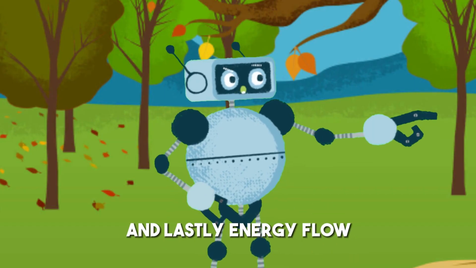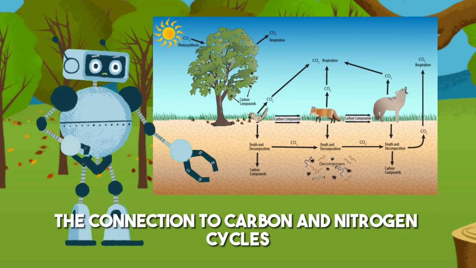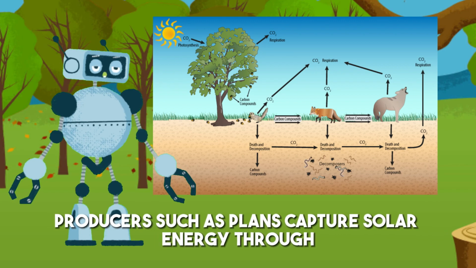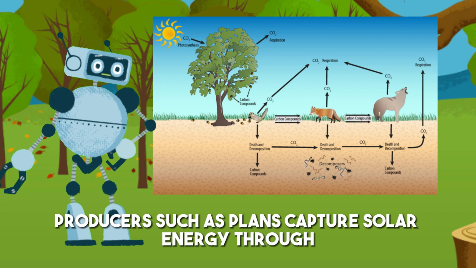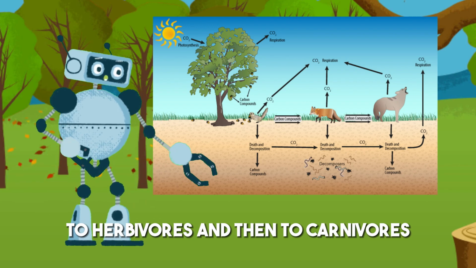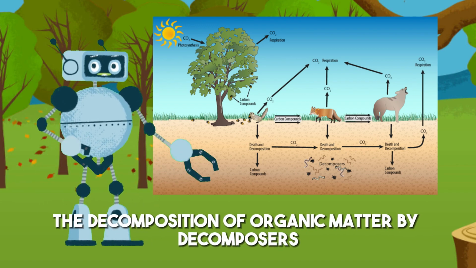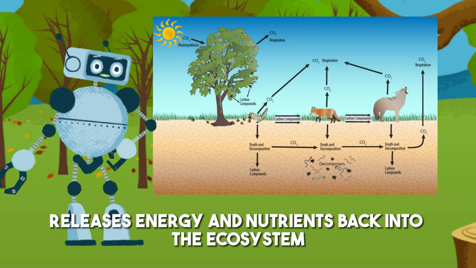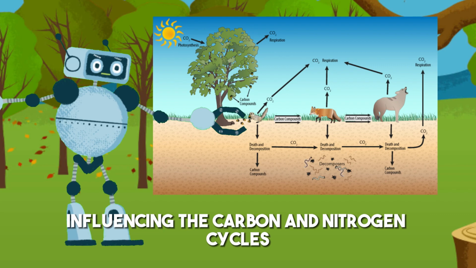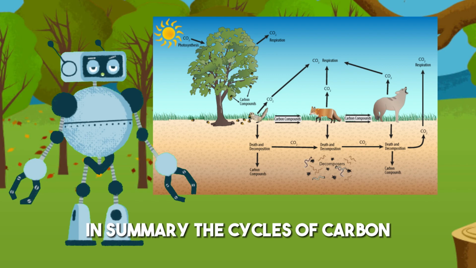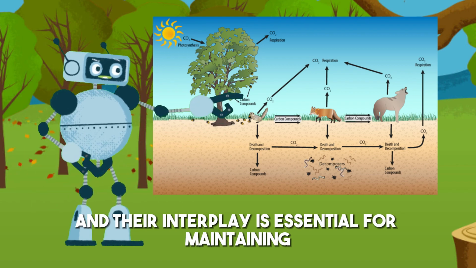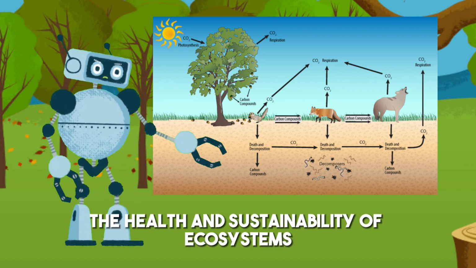And lastly, energy flow. In connection to the carbon and nitrogen cycles, energy flows through ecosystems via the food chain. Producers such as plants capture solar energy through photosynthesis, and this energy is transferred to herbivores and then to carnivores. The decomposition of organic matter by decomposers releases energy and nutrients back into the ecosystem, influencing the carbon and nitrogen cycles. In summary, the cycles of carbon, nitrogen, and water are intimately connected, and their interplay is essential for maintaining the health and sustainability of ecosystems.